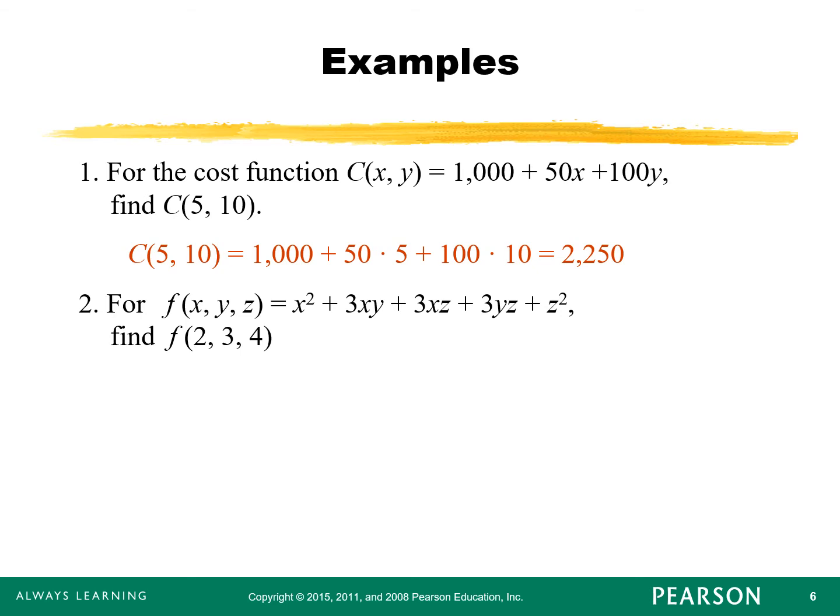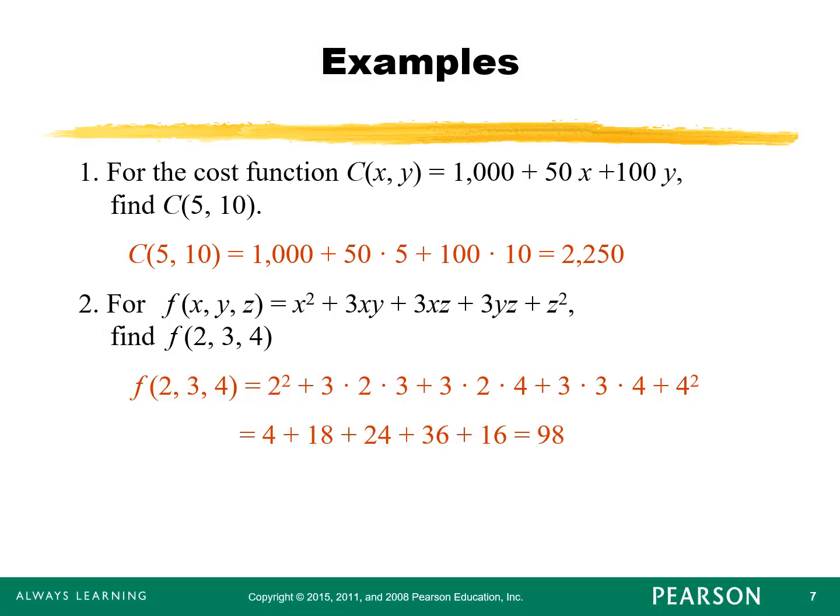The second question is very simple too. We are going to put 2 when we see x, 3 when we see y, and 4 when we see z. By the way, it is a function of three independent variables, and the first one is a function of two independent variables. So when we put these numbers into the function, our answer will be 98.